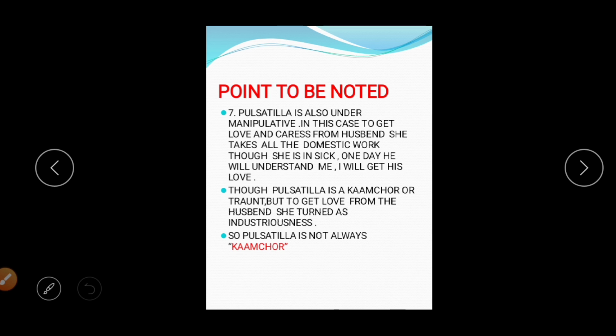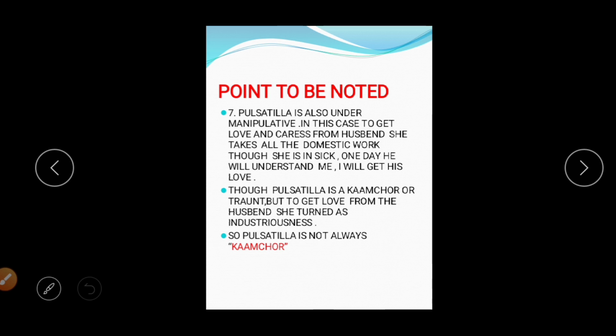Another point is pulsatilla is also manipulative in this case. To get love and caress from her husband, she takes on all the domestic work. So she is sick. One day he will understand, she thinks like that. One day the husband will understand me, I will get his love. Though pulsatilla is a kamchor, a manipulative kamchor or tantrum thrower, to get love from the husband, she turned industrious.